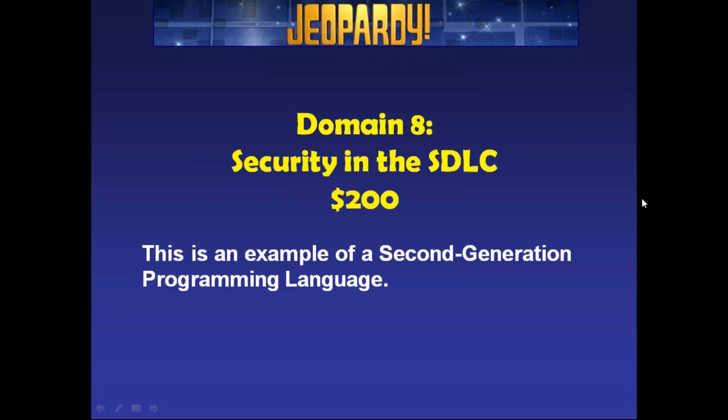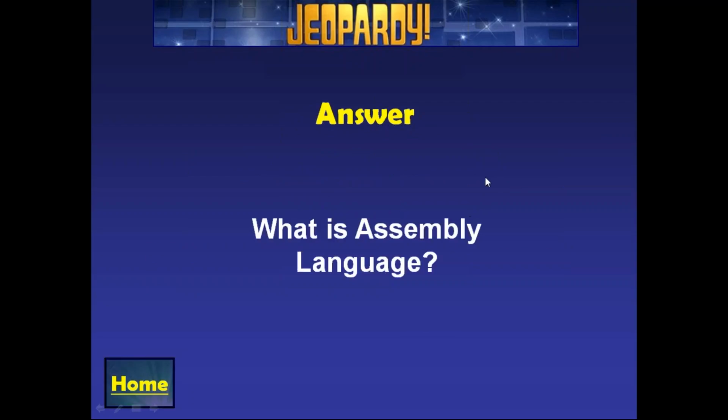All right, first correct response is from Roger. What is assembly language? Second generation languages are usually low-level assembly languages in which short human readable statements are converted into computer readable statements.